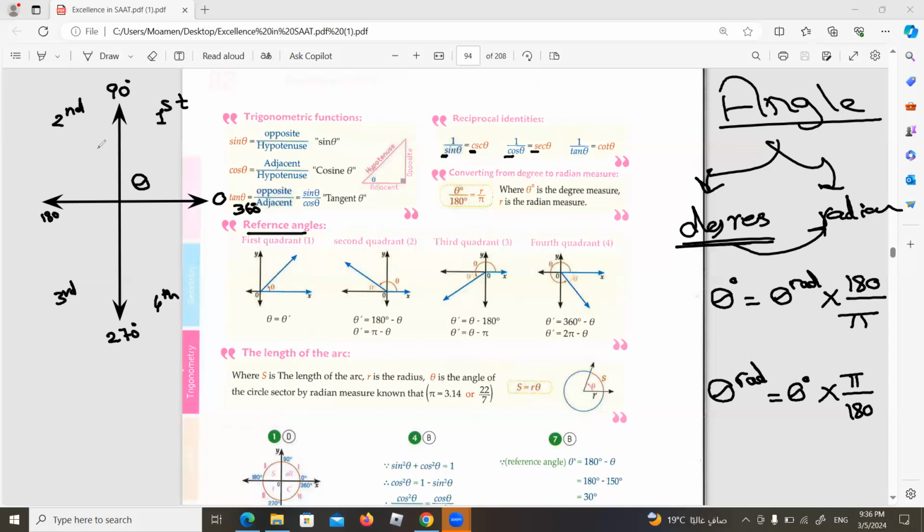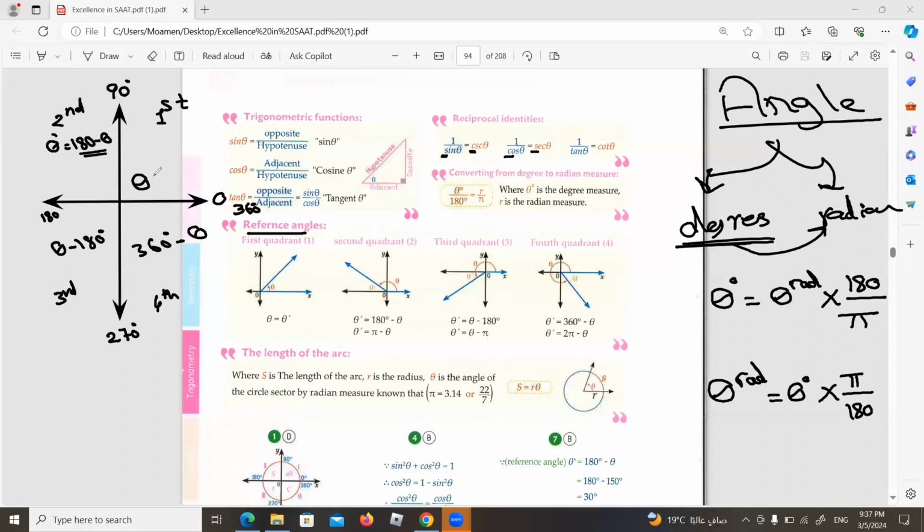But what about the second quadrant? In the second quadrant, the reference angle for any angle theta is theta dash equals 180 minus theta. But what about the third? The third will be theta minus 180. But what about the fourth? 360 minus theta, or negative theta.